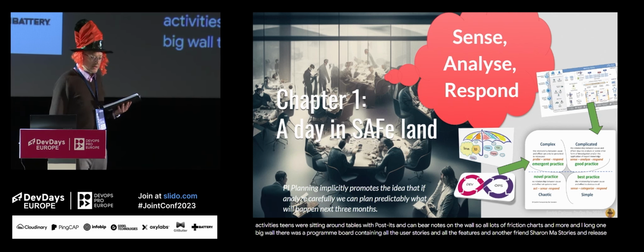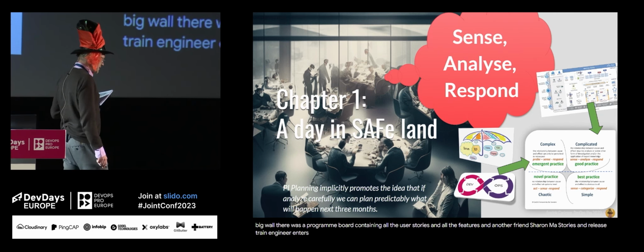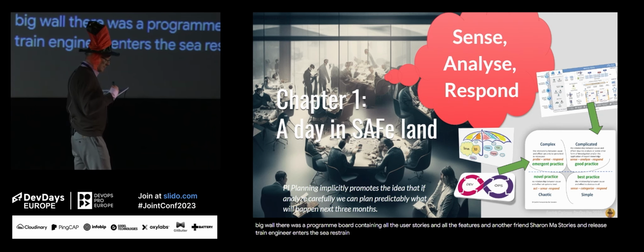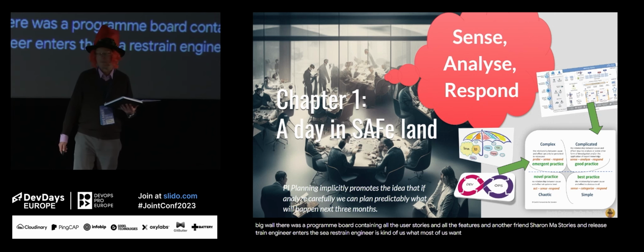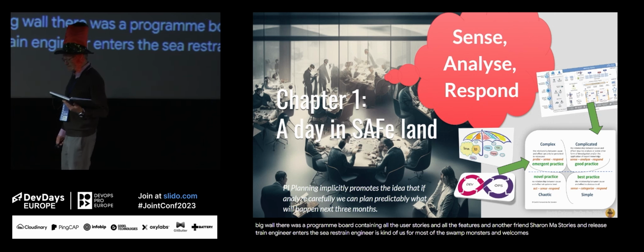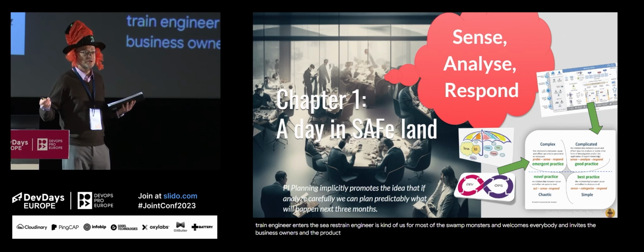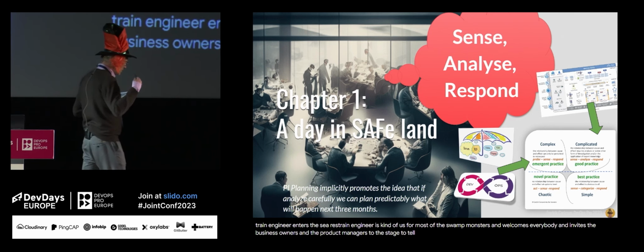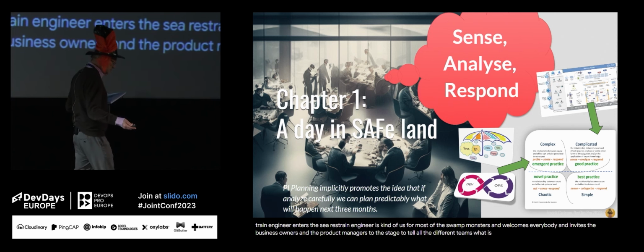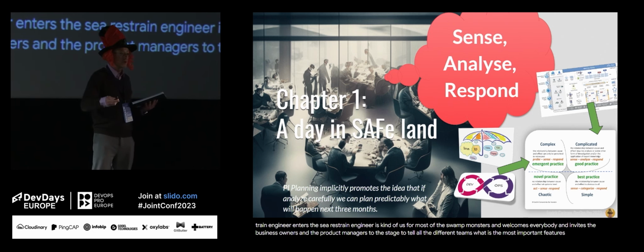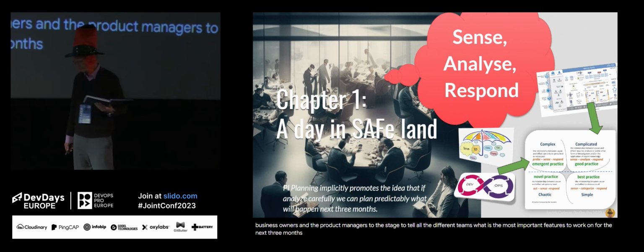A release train engineer enters the scene. A release train engineer is kind of a scrum master for scrum masters and welcomes everybody and invites the business owners and the product managers to the stage to tell all the different teams what is the most important features to work on for the next 3 months.